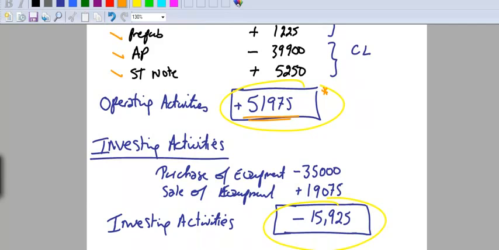Then double check again. Look at your journal entries. Was there a purchase of equipment for cash? Yeah. And was there a sale? Well, you got 35,000, and you're going to add to that negative 35,1975. Yep, I'm confident that this is correct.